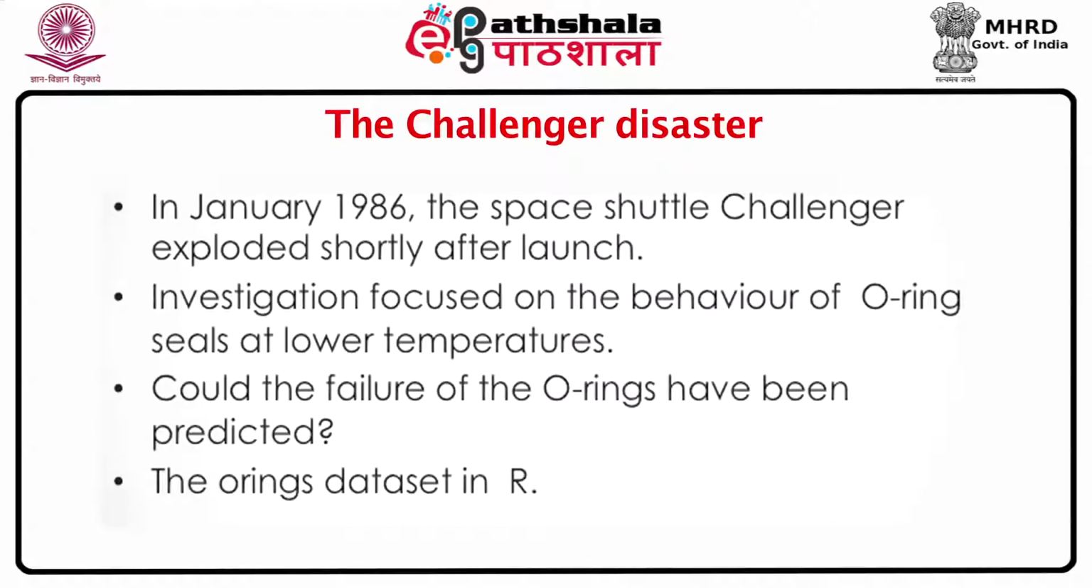So first, the Challenger disaster. The Challenger disaster occurred in January of 1986 when the space shuttle Challenger exploded a few seconds into its launch. Now it turns out that there had been controversy about a piece of equipment called the O-ring seals and their performance at lower temperatures. The O-rings are a piece of equipment, and there are 3 O-rings in each of the 2 boosters of a satellite, leading to a total of 6 O-rings. The question was, could the failure of the O-rings have been predicted?